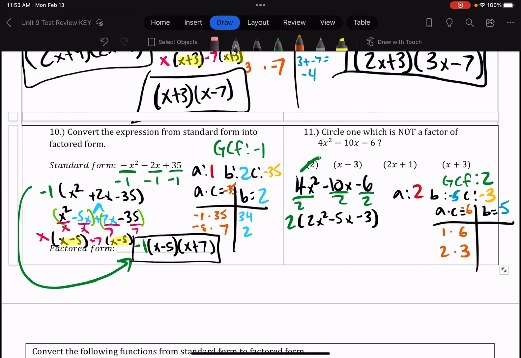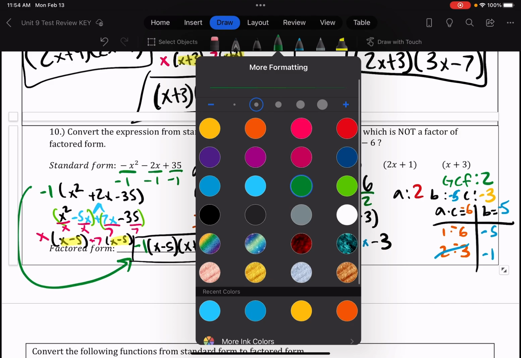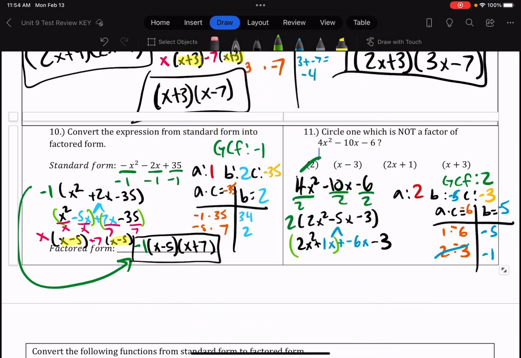So I know that one factor must be positive, one must be negative, and my larger factor of the factor groupings must be negative. So I'm going to make the 6 and the 3 in this case negative. 1 plus a negative 6 is a negative 5. 2 plus a negative 3 is a negative 1. So the factor pairing I want to use in this case is 1x plus negative 6x. I can bring down the 2x squared and the negative 3. And from here, I'm going to factor by grouping. So I'm going to group the first two terms, group the last two terms.